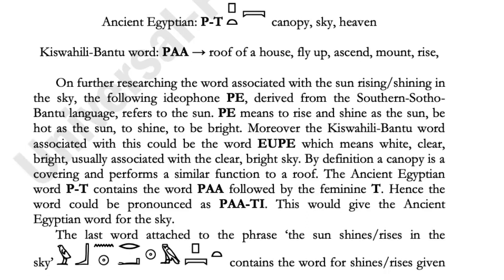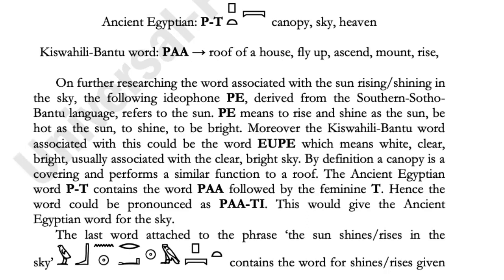Now we bring in the m, denoting that it's within, it is in, it belongs to. Like mtu, the cosmic force of creation, the ka, which allows him to have the ba, the soul. Moreover, the Kiswahili Bantu word associated with this could be eupe, as we have seen, which means white, clear, bright, usually associated with a clear, bright sky.